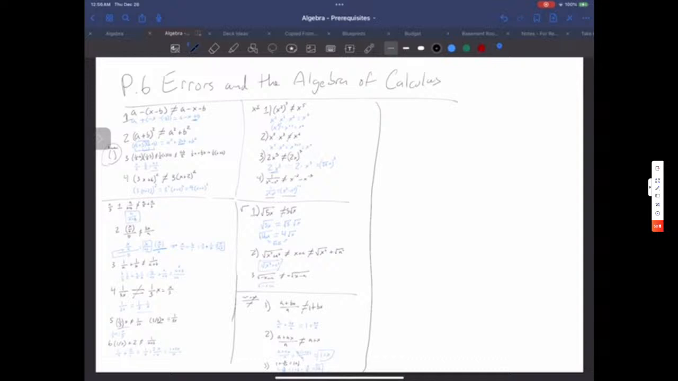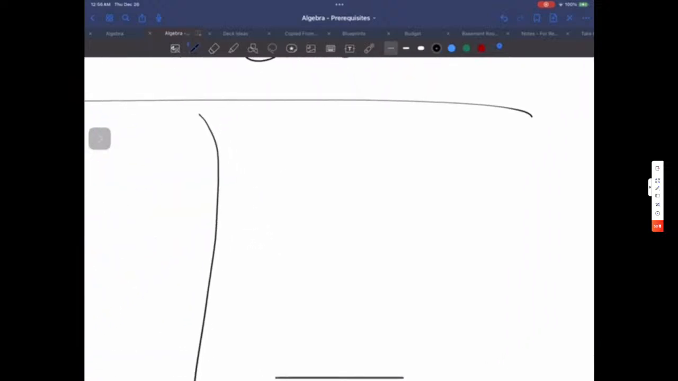Okay, so now we're going to go into what he calls the algebra of calculus. The reason he calls it that is because in calculus it is often necessary to take a simplified algebraic expression and unsimplify it. So we're going to look at these things. The first one he calls unusual factoring. A lot of these are things we've already talked about.